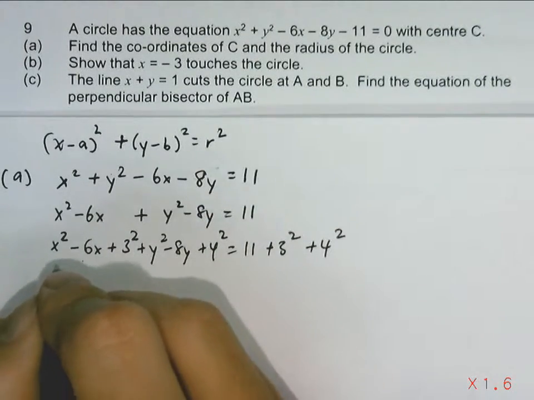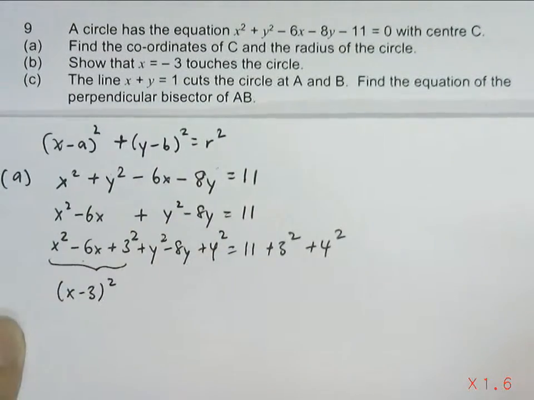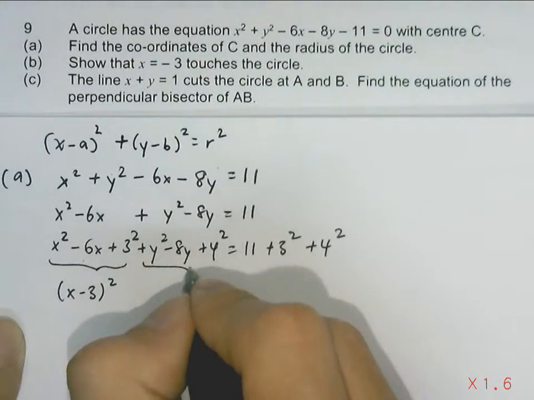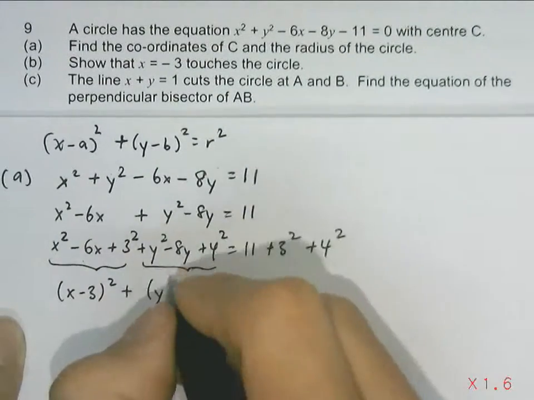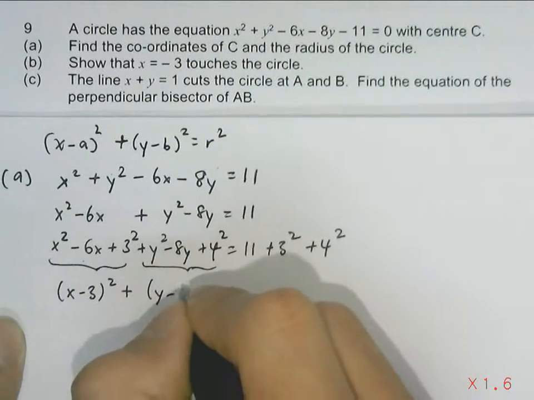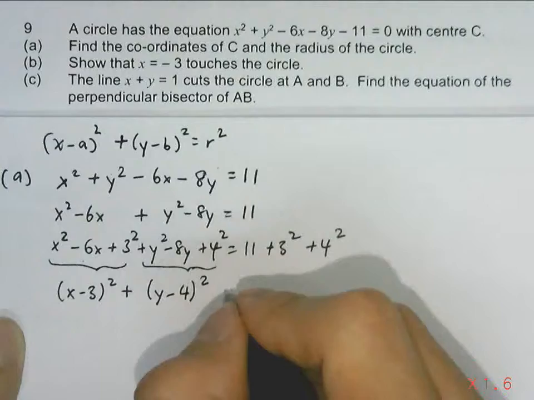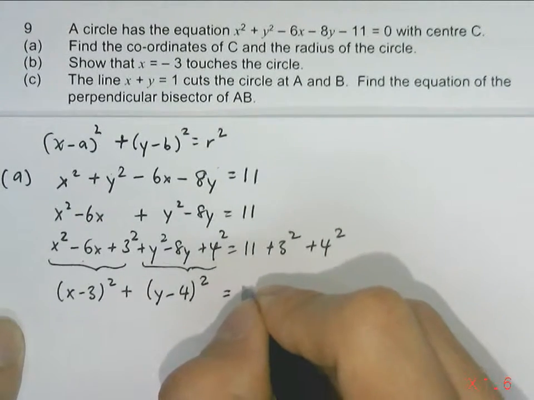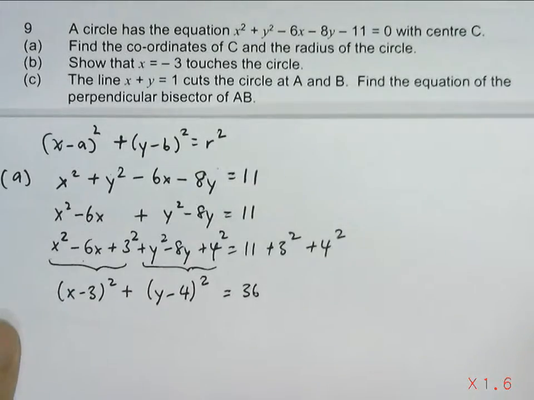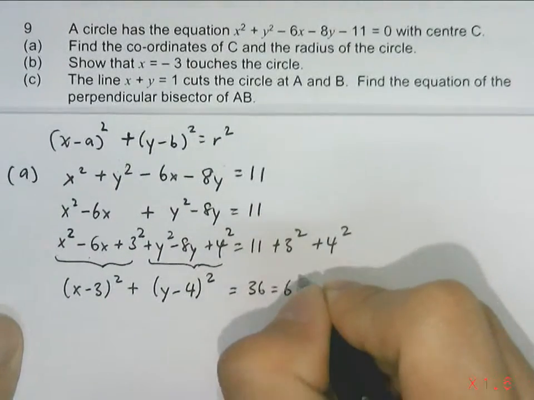So the x terms we group up into x minus 3 squared. The other terms would be y minus 4 squared. Adding this up on the right, we get 36, which is also expressed as 6 squared.